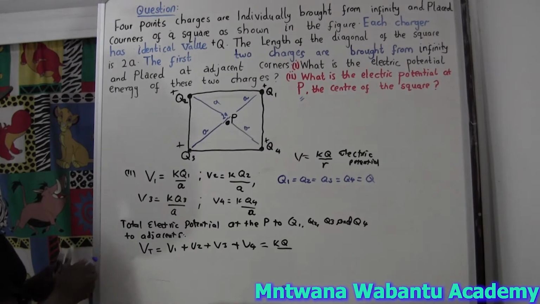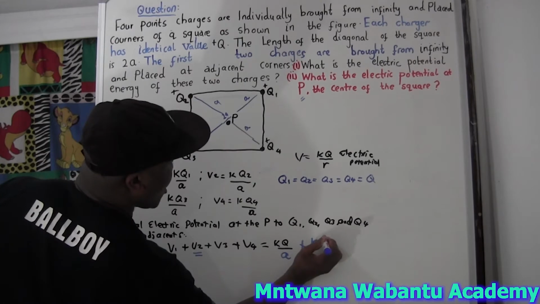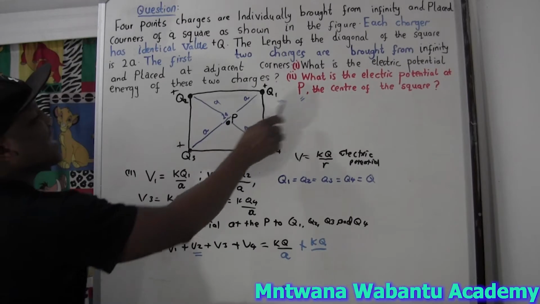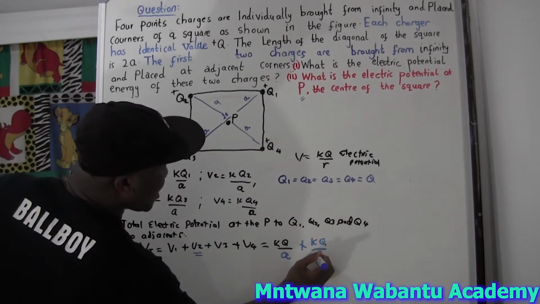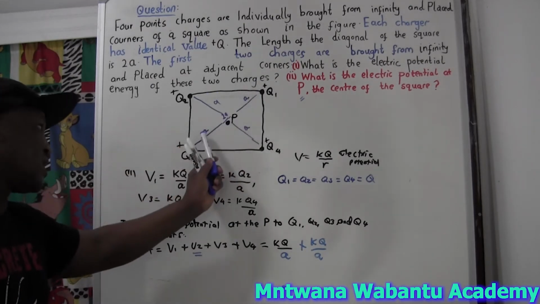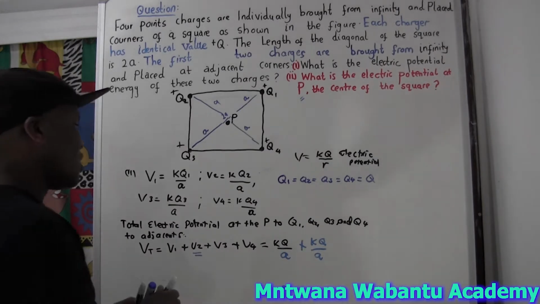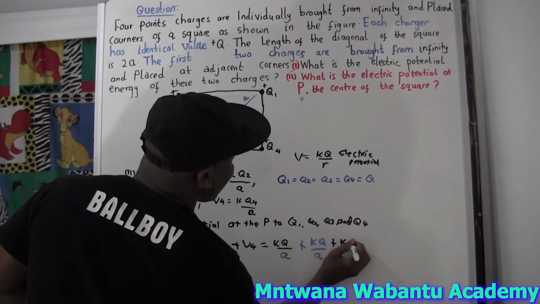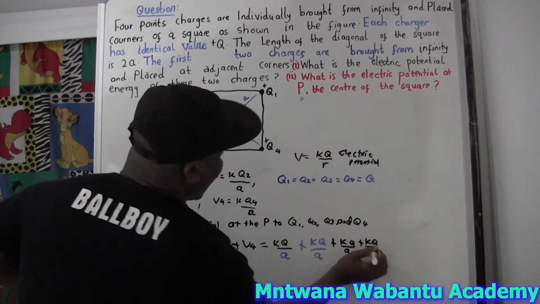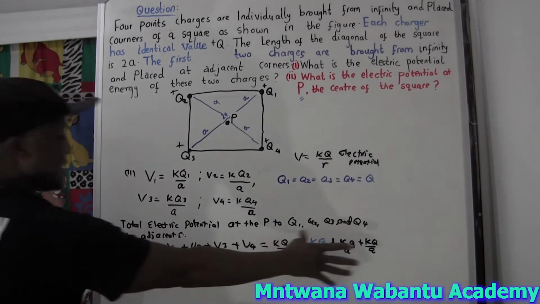Over A, plus, same here, K, also charge 2 also equal to Q, over the distance from the center P to each plane, also this A. But if they give, let's say, 5, this is 1, this is 2, this is 4, you plug in based on the information they have given you. So plus K charge 3 over A plus K over A. So what is going to give you? This is going to give you 4 of these, 4Q.